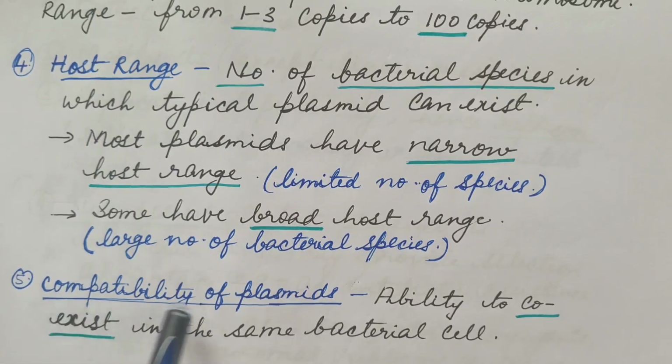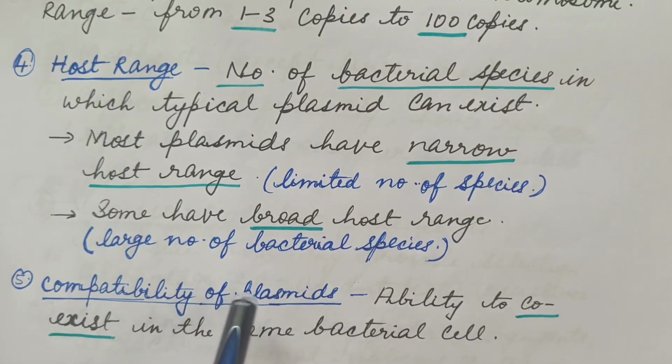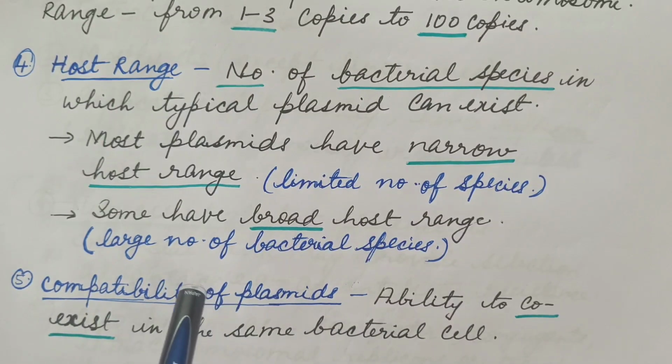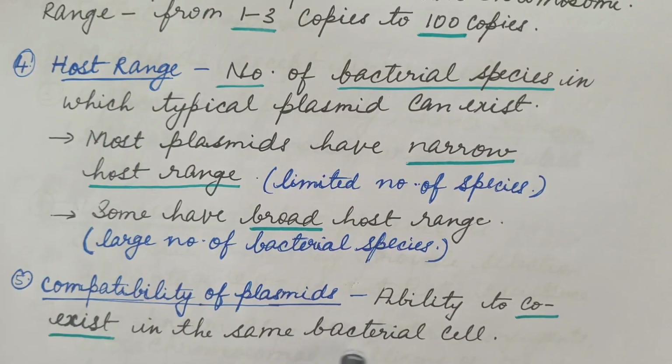Fifth, compatibility of plasmids. That is, the ability to coexist in the same bacterial cell. So if 2 or more plasmids exist in the same bacterial cell, then these are known as compatible to each other. But if they cannot coexist in the same bacterial cell, then these are known as incompatible.